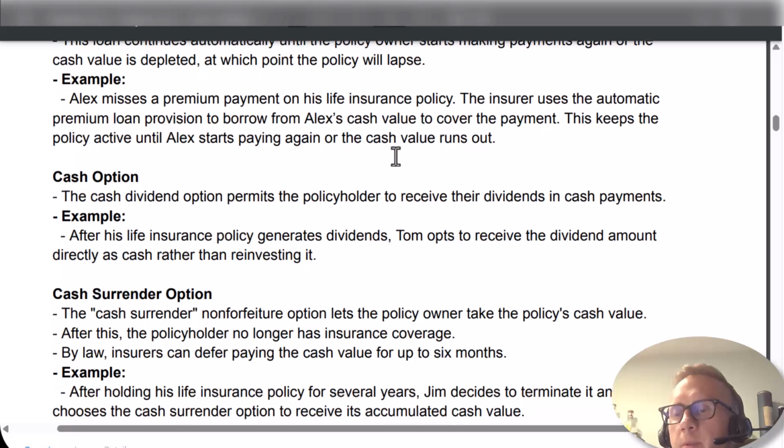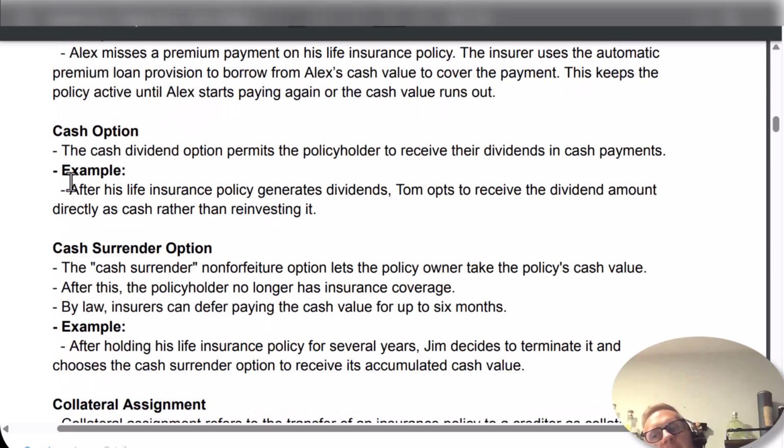So automatic premium loan is huge. Next, cash option. So the cash dividend option permits the policyholder to receive their dividends in cash payments. Example, after his life insurance policy generates dividends, Tom opts to receive the dividend amount directly as cash rather than investing it. So one dividend option is for the policy owner to just receive that money, just receive the dividend. So to get paid out the dividend right there. And they can just have it deposited.